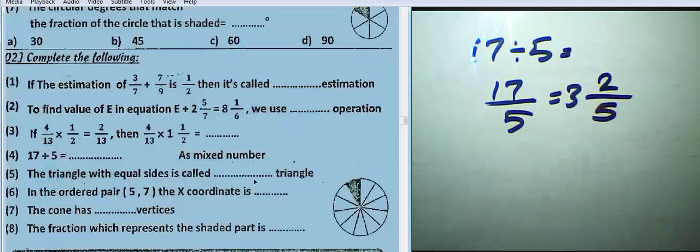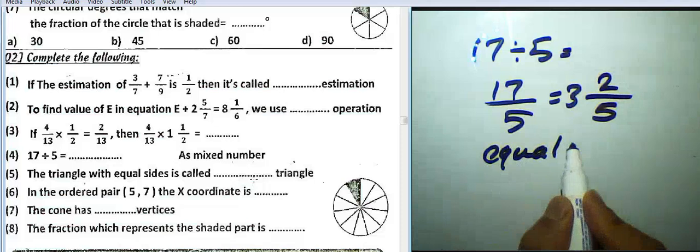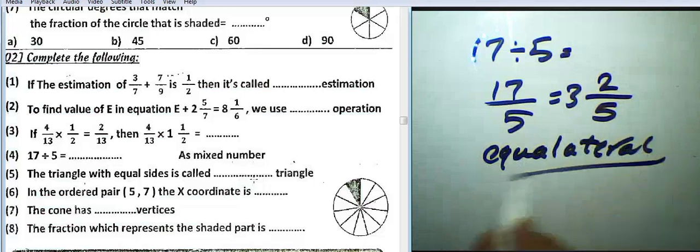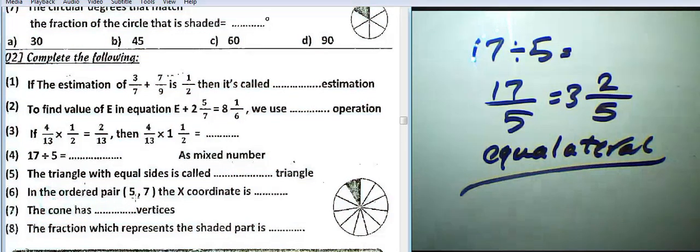The triangle with equal sides, we call it an equilateral triangle. In the ordered pair (5, 7), the x coordinate is 5. Write 5 here. 5 is the x coordinate.